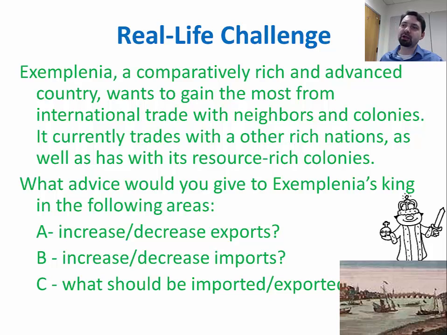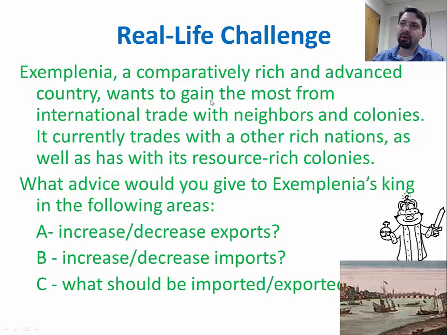To give you a better example, since Exemplania is a hypothetical country, I'm going to give you a more concrete example. Imagine that it's the Great Britain of, I don't know, 300 years ago. So rich country, has some rich neighbors, has some poor colonies. What advice would you give to the king of that country with respect to international trade so that the results will make the British as rich as possible? So forget about the ethics and everything else. What would make them the filthy rich country?